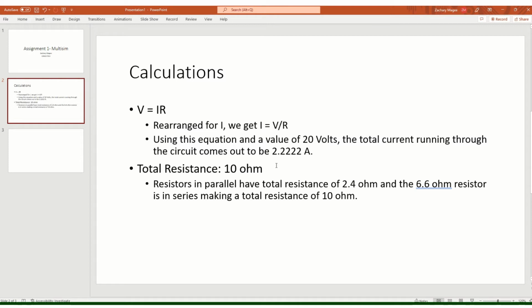The configuration that I came up with has a total resistance of 10 ohms. The resistors in parallel have a total resistance of 2.4 ohms, and the 6.6 ohm resistor in series adds up to a total of 10 ohms for the total resistance of the circuit. Now let's go to Multisim and build it and show you.